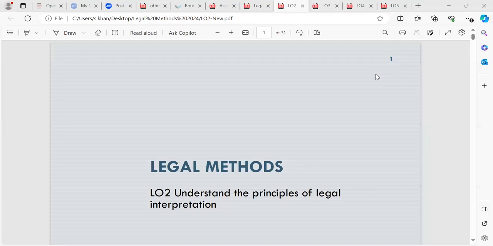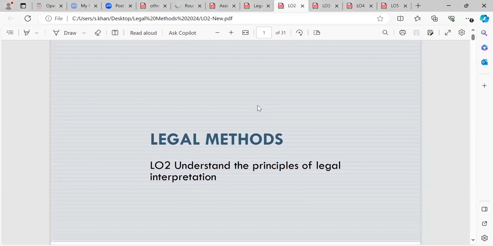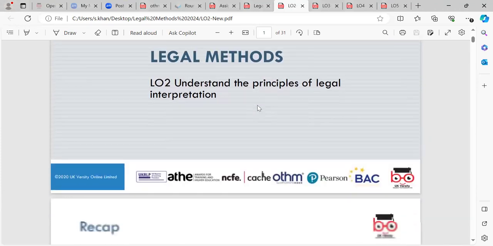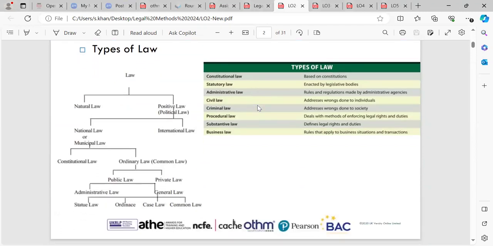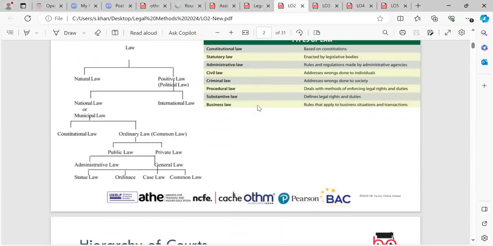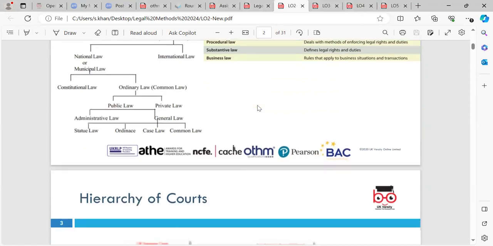So the next one we looked at was learning outcome two. And this looked at the principles of legal interpretation. So we looked at the different types of law. So natural law, positive law, national law, international law. We then went on to common law, which was public, private, administrative, statute, case law.